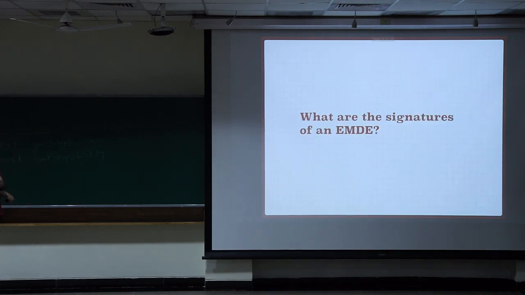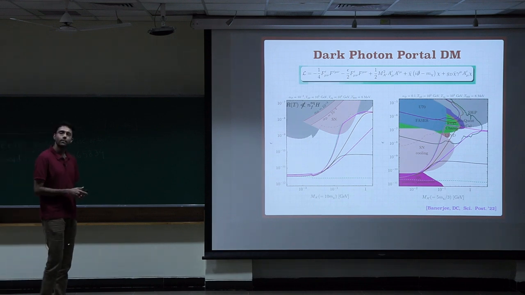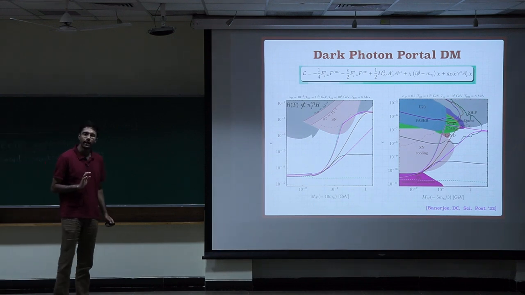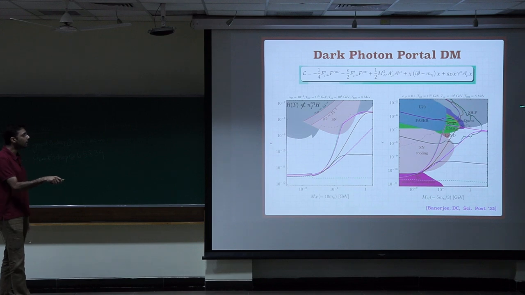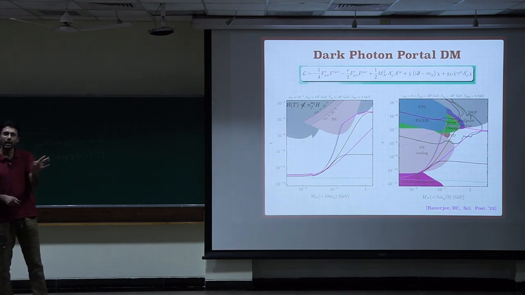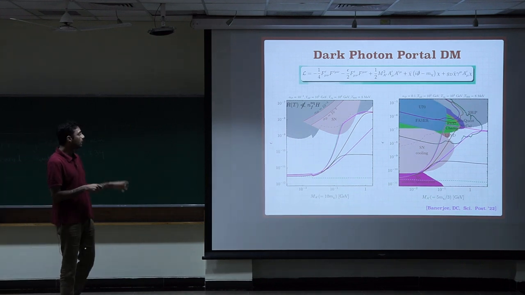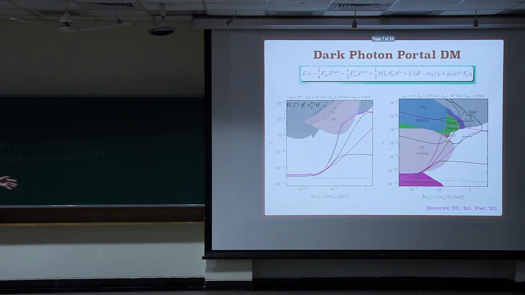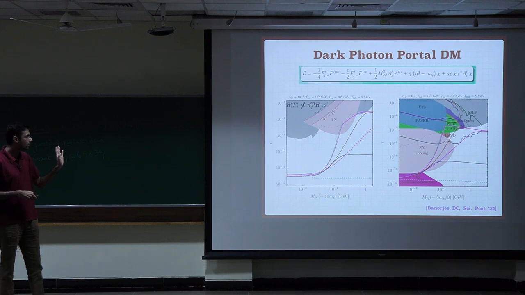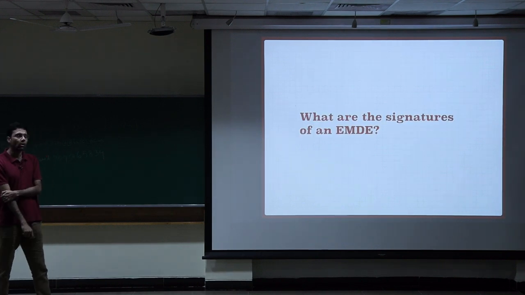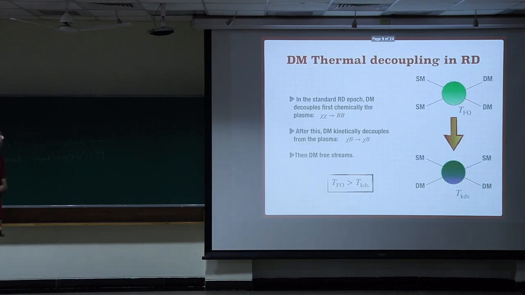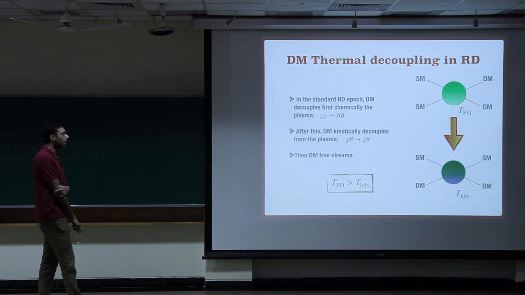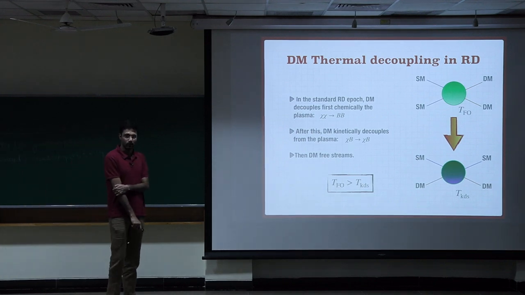Now the question is that this kind of plot basically tells you that the relic density is satisfied, and also that there are regions of the parameter space in the radar of experiments. But what are the really true signatures of such an EMD? Because we just see some relic density. To do this, one thing one needs to understand is how dark matter decouples.